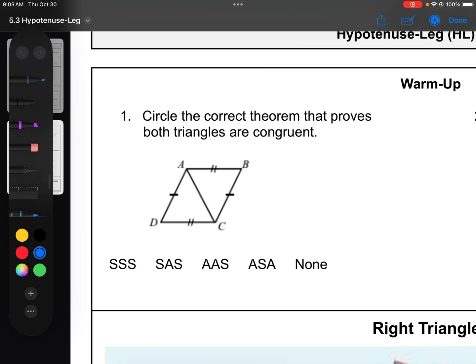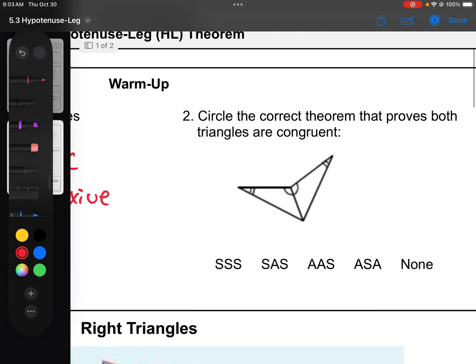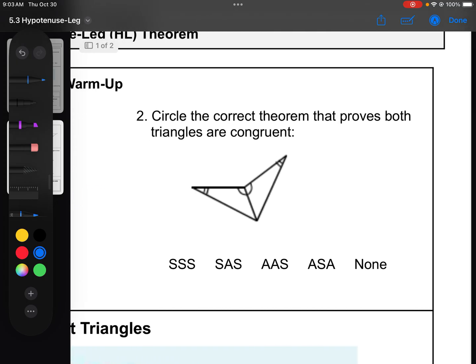So we say circle the correct theorem that proves both triangles are congruent. This triangle would be congruent by side-side-side congruency. We're able to mark that AC is congruent to itself by the reflexive property. So it's side-side-side congruency.